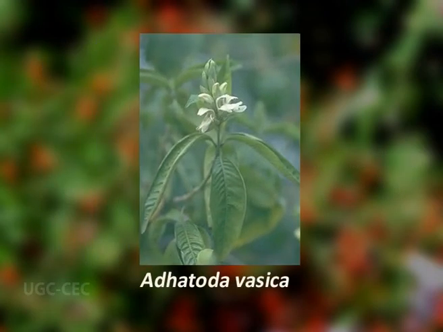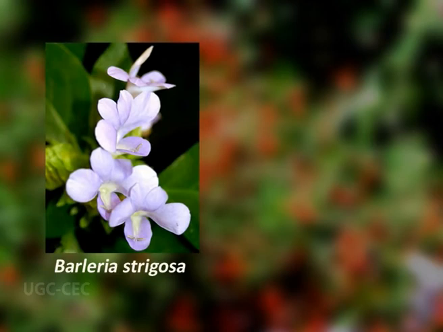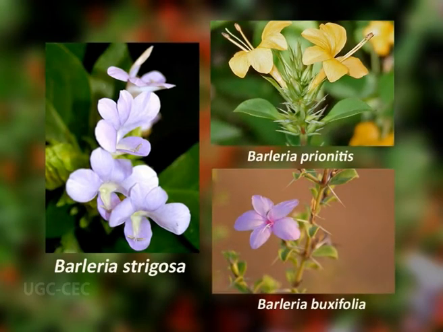Leaves of Adhatoda vasica yield an Ayurvedic drug used as expectorant and in relieving cough. Leaves, roots and seeds of Asteracantha longifolia, commonly known as talmakhana, are used in dropsy, jaundice and rheumatism. Different species of Barleria like Barleria strigosa, Barleria prionitis and Barleria buxifolia are used in severe cough and bronchial inflammation.